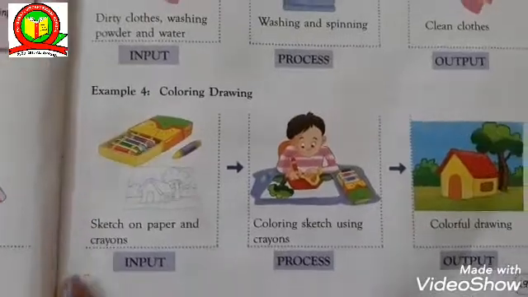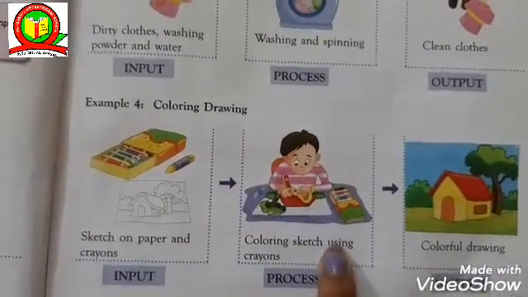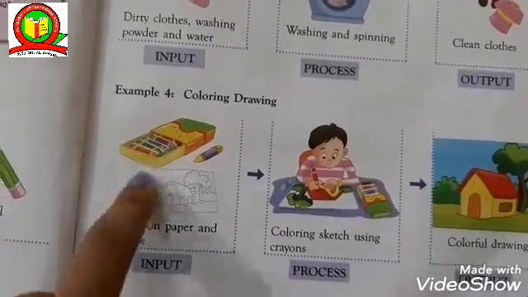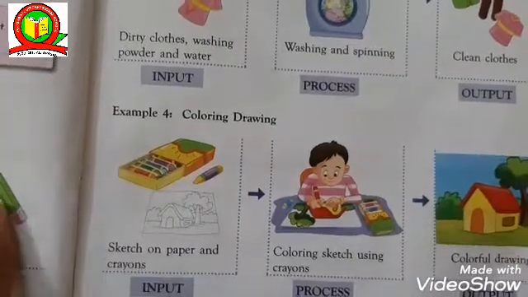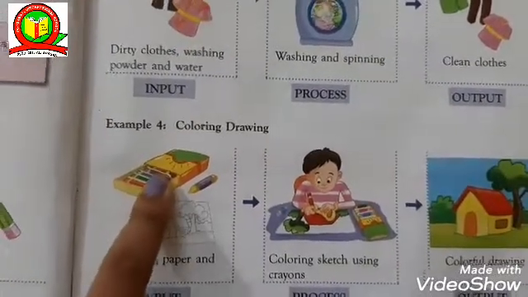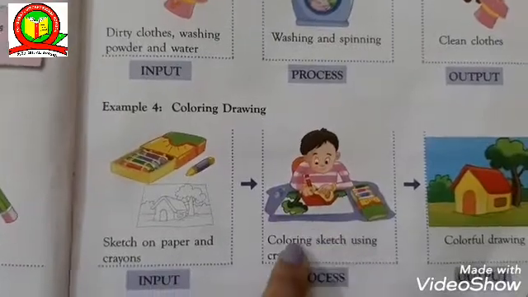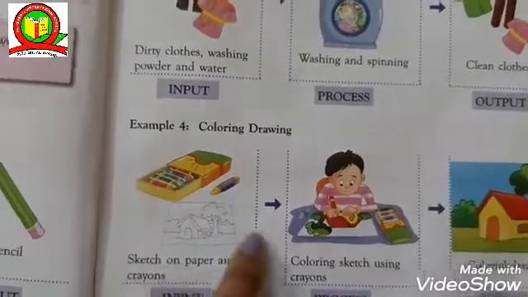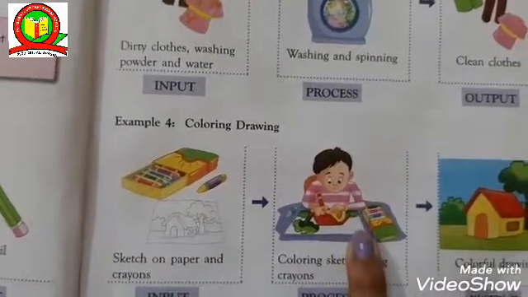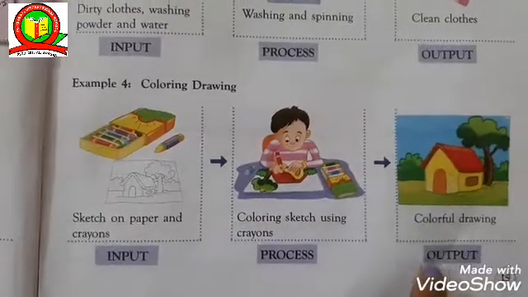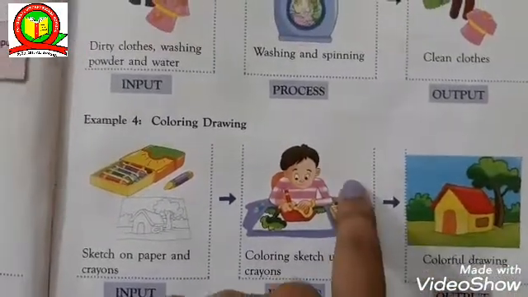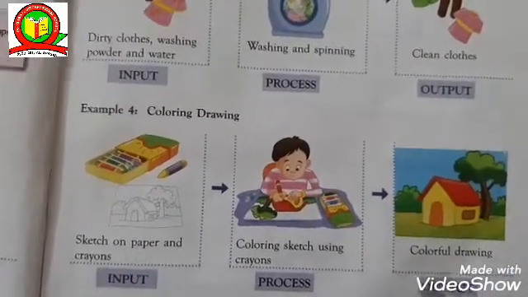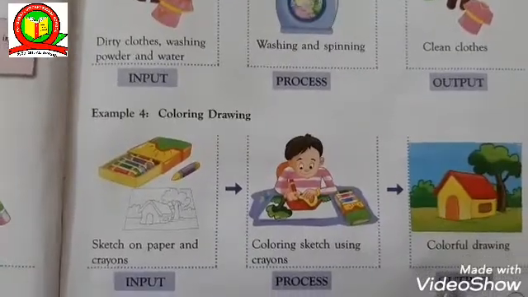Now fourth example, coloring, drawing. First, sketch on paper and crayons. We have sketch on paper and we need crayons. After that, we color the sketch using crayons. We have colored this sketch using crayons. Now what output comes? Colorful drawing. So this is how we do input, processing, and then what comes? Output. Now let's turn the page.